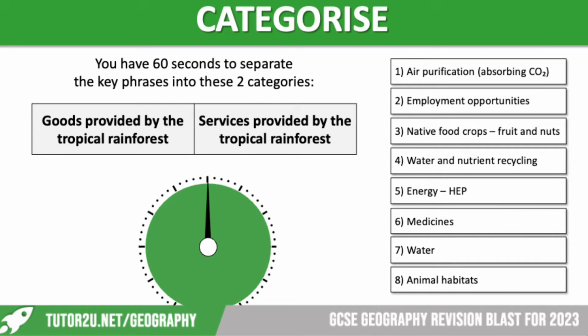Right, we're going to think this time about the goods and services provided by the tropical rainforest. So why is it so valuable? So this time you have got 60 seconds to put these 8 phrases in the right category. Are they goods provided by the tropical rainforest, or are they services provided by the tropical rainforest? Off we go.